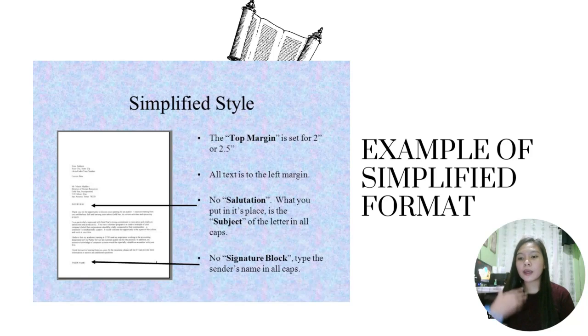In the format, we have the formatting in this simplified format. Set up the margins for the simplified format letter: the right and the left margin should be 1 and 1/4 inches, and the top and the bottom margin should be 1.5 inches. The date of the letter should be placed 6 to 10 spaces under your company's letterhead.